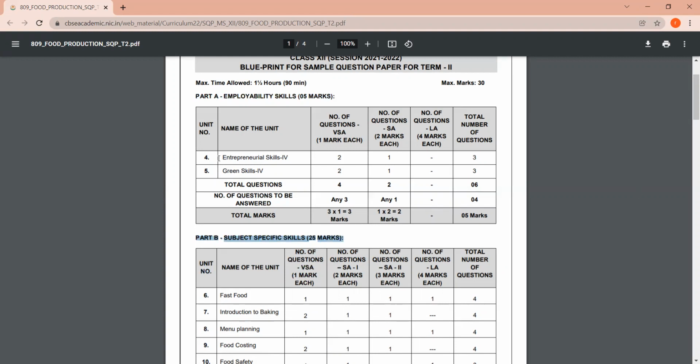Now part A basically has two chapters, entrepreneurial skills and green skills. Soon you will get the video for this as well. So in videos I'll be explaining the chapters, and I'll also be sharing important questions for these chapters with you.